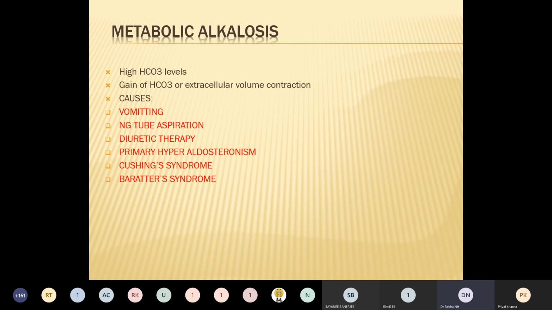Metabolic alkalosis is a high bicarbonate level, usually from gain of bicarbonate or excessive volume contraction. Causes are usually vomiting, NG tube aspiration, diuretic therapy, and primary hyperaldosteronism. Bartter's and Cushing syndromes are rare causes we need to work up; we will not come across them routinely. Routinely we come across vomiting, NG tube aspiration and diuretics, the commonest causes of metabolic alkalosis.